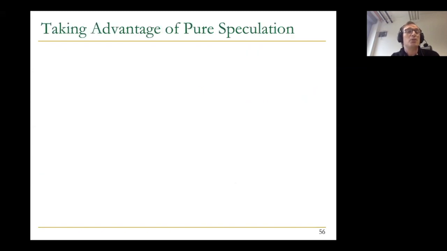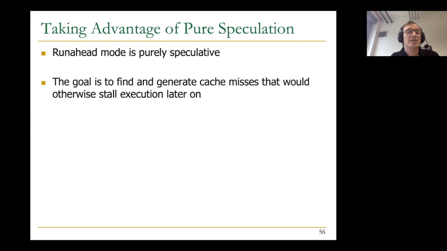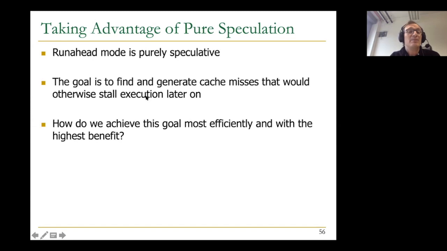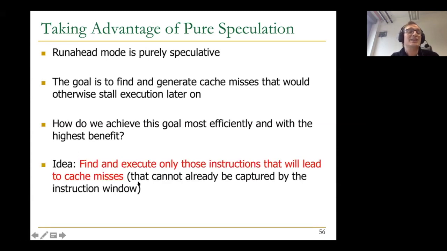You don't want to increase the probability of mispredicted invalid branches while pruning your program. So these all point to taking advantage of pure speculation. Runahead mode and an execution-based prefetcher is purely speculative. The goal is to find and generate cache misses that would otherwise stall execution later on. And the key research question going into the future, which I do not believe is answered very well, is how do we achieve this goal most efficiently and with the highest benefit? There's more to do in this area, in my opinion. One seed of ideas is to find and execute only those instructions that will lead to cache misses, and that clearly cannot already be captured by the instruction window of the processor.